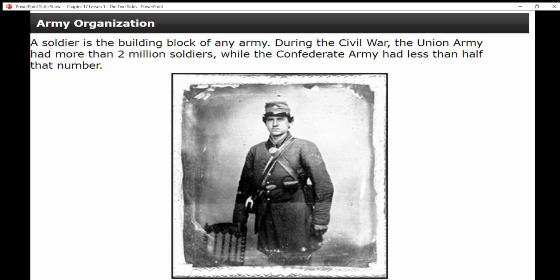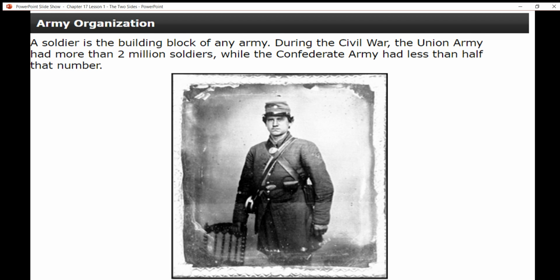Moving on. I want to take the next couple slides to talk a little bit about some Army terms as far as how armies are organized. A lot of terms you're probably very familiar with, starting off with the soldier. A soldier is the building block of an army. During the Civil War, the Union had more than 2 million soldiers, while the Confederate Army had less than that, about half that number.